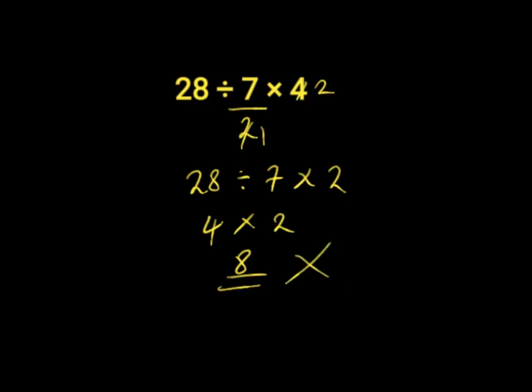8 is the wrong answer to this question because according to the order of operations, division and multiplication have equal priorities. So we are to work from our left to our right. Let us solve the right answer to this question.